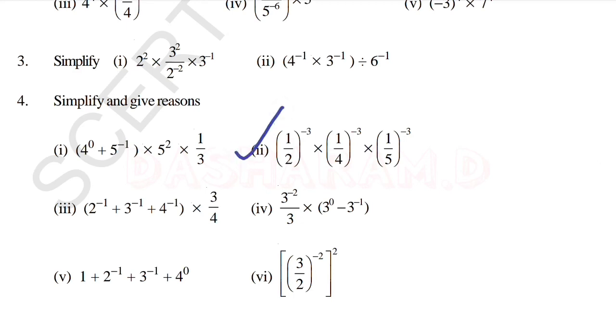Next, second question: (1/2)^(-3) × (1/4)^(-3) × (1/5)^(-3).